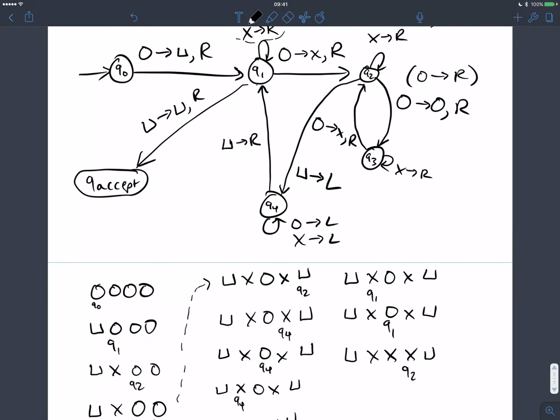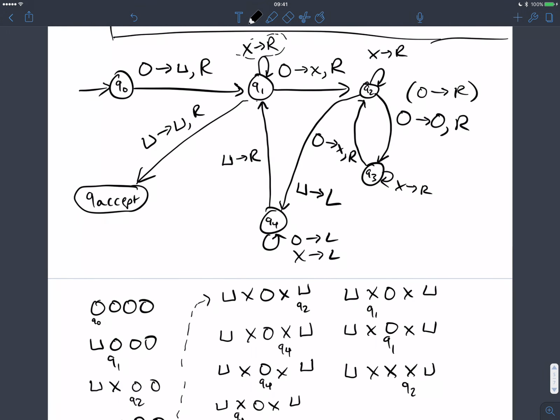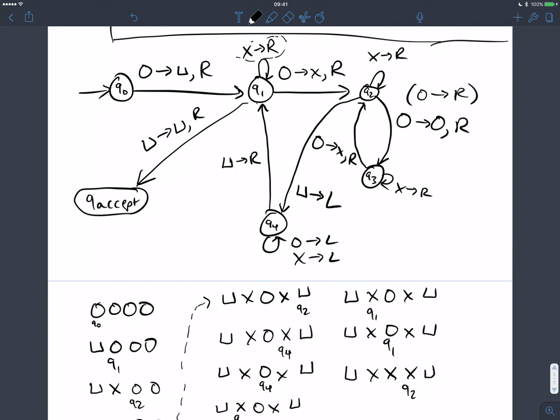So I won't progress to the rest of the computation because it's getting long at this point. Q2 is just going to move right again, see the blank. It's going to go to Q4 and move left. Q4 is going to go all the way back to the blank at the beginning. Q4 is going to move right and go to Q1, so it's looking at that first X. Q1 is going to look at the X's and zoom past those, and eventually it'll see a blank. And at that point, it goes to Q accept and therefore accepts.